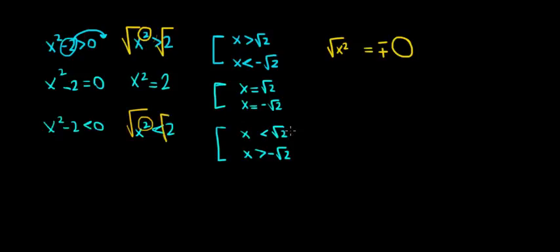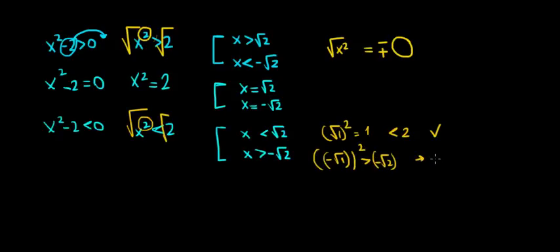Let's say the square root of 1. The square root of 1 to the power of 2 would be equal to 1, and 1 is less than 2, so that works. And let's take a value from here. What's a number greater than negative square root of 2? Well, if we take negative square root of 1, that's closer to 0, so that's greater than negative square root of 2. This value works. And if we take the power of 2, the result will be just 1, and 1 is again less than 2, so this range works too. Again, this is just to prove ourselves that we're doing it right.